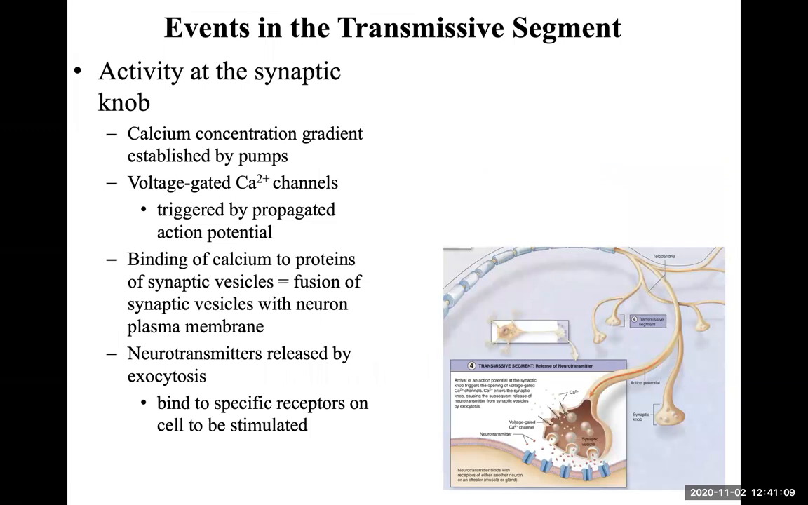So then the transmissive segment, what we see again is the action potential reaching the transmissive segment, and that action potential is going to open up the voltage gated calcium channels. And because of the chemical concentration gradient established by the calcium pumps, by which more calcium is outside than inside of the cell, when those voltage gated calcium channels are open, calcium will enter the synaptic knob and it will coat those vesicles that have a negative charge along their plasma membrane. And it'll coat those vesicles because calcium is a positively charged ion.